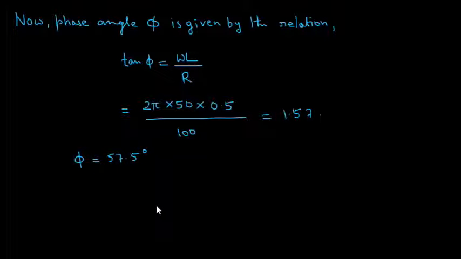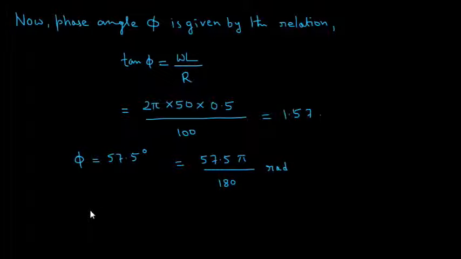Phi is equal to 57.5 degree, which is equal to 57.5 pi upon 180 radian. So if we have to convert degree into radian, we have to multiply by pi upon 180.